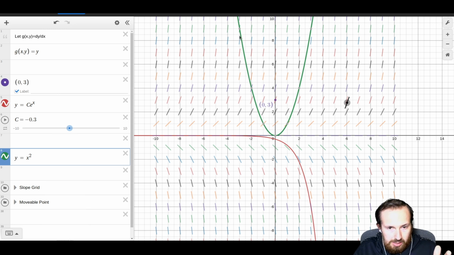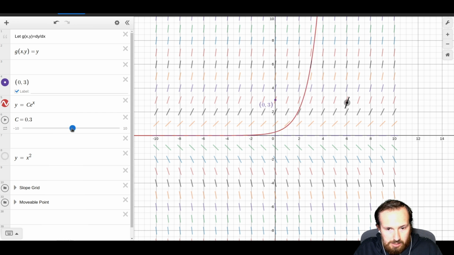It's actually going against the slope field in many spots, but it only needs to go against the slope field in one spot. If it really is a solution, like we have for y equals c times e to the x here, no matter what c value you change it to, it will always go perfectly with the slope field at each point. So if I take this movable point, you can see that no matter where I go along the curve, it's always going exactly with the slope field. So that is how we know that this truly is a solution to the differential equation.